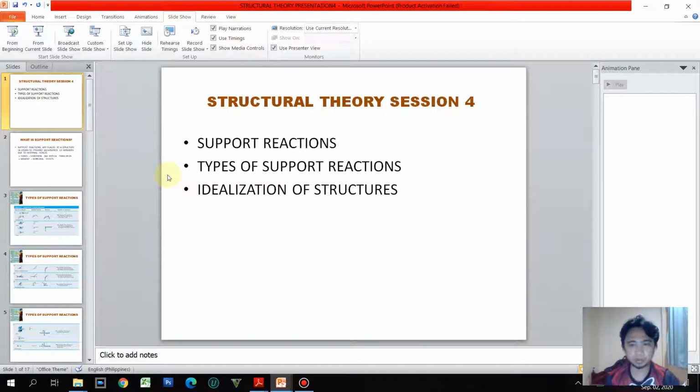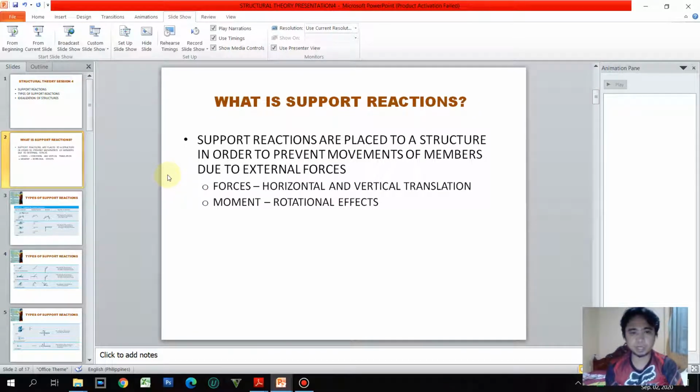As we all know, the topic of support reactions is not new to you because you have already encountered this in your engineering mechanics as well as strength of materials. So we will just have a recap and review of what we have learned on that, and then incorporate it into the idealization of structures. Okay, so let us start by defining the support reactions.